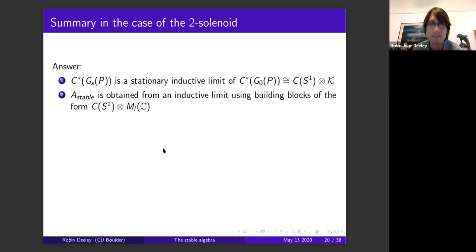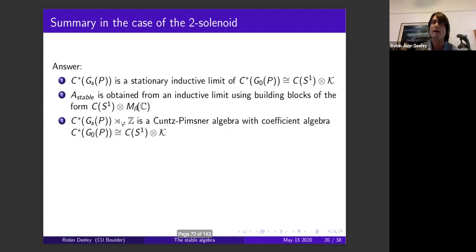And it's a bit of a misnomer. This L is changing at each matrix, or at each iteration, in this inductive limit. Okay. And then for our purely infinite C-star algebras, remember, 1 and 2 were the stably finite ones. So for the purely infinite ones, what do we have? We have that this is a Kuntz-Pimsner algebra with coefficient algebra, this G naught P C-star algebra.